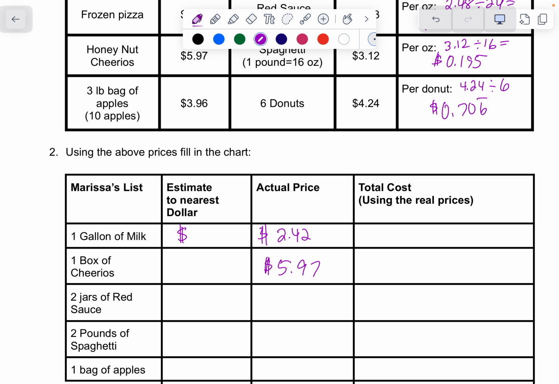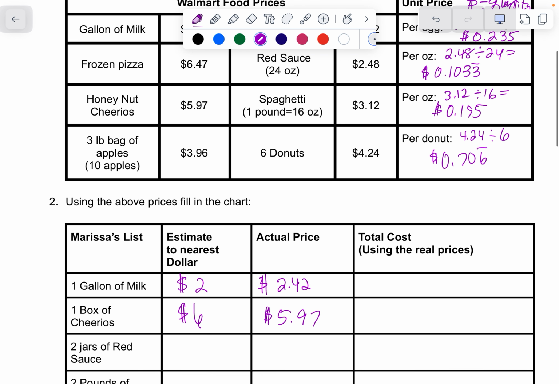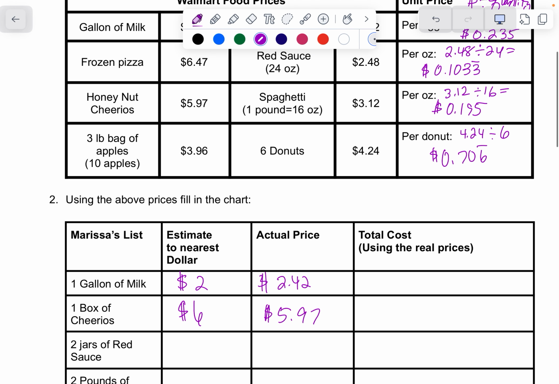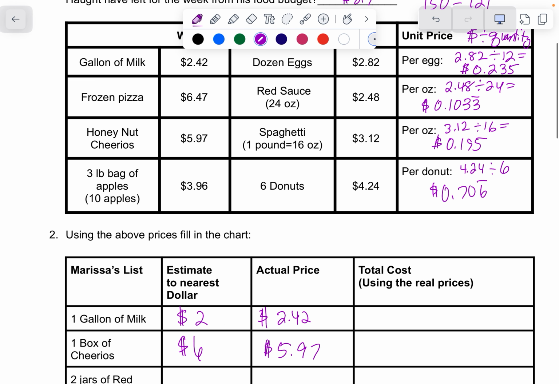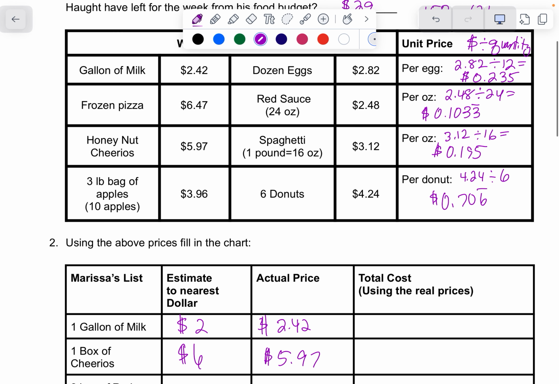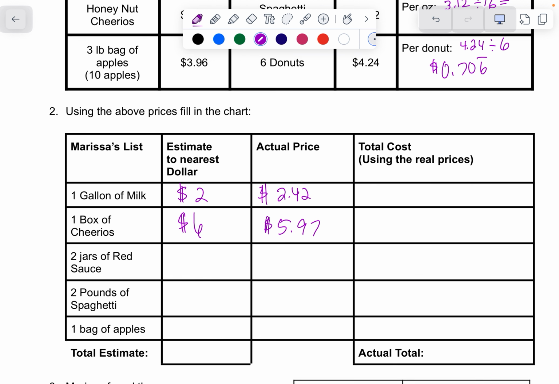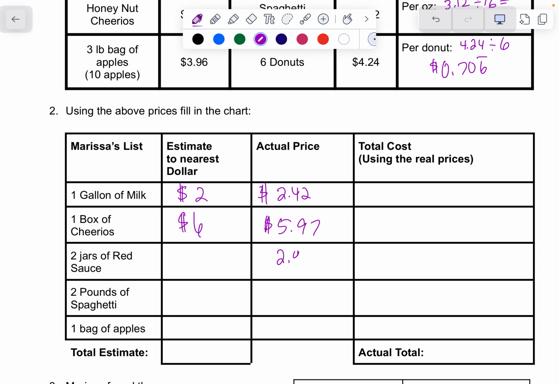Now, this says 2 jars of red sauce. So if you look at the red sauce, the spaghetti sauce, red sauce is $2.48. We have to multiply that by 2 in order for us to, okay? And now you have to be a little careful of how this goes.